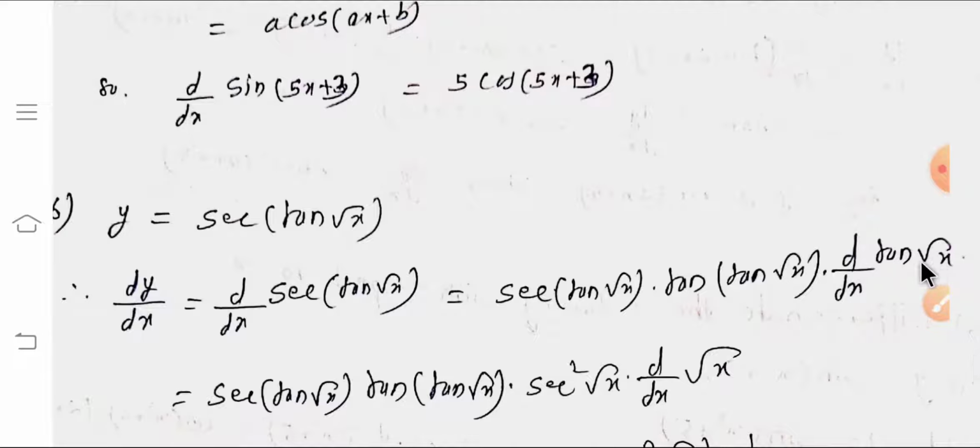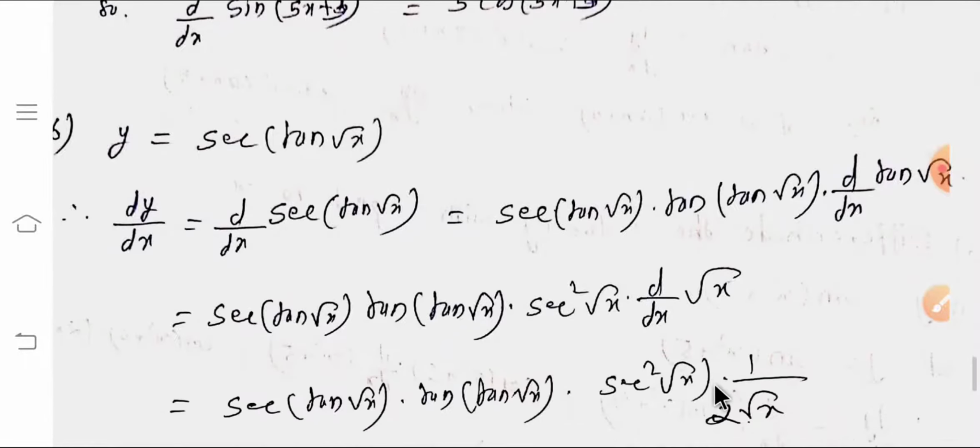We know that the derivative of tan x is sec² x. So we write here sec √x tan √x times sec² √x, because this is not x, here √x is given. So once again we differentiate, that is d/dx of √x. The derivative of √x is 1 by 2√x.